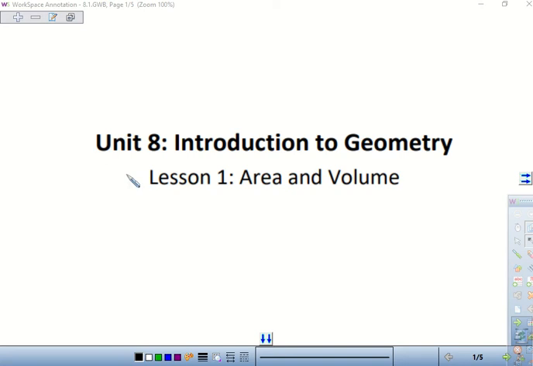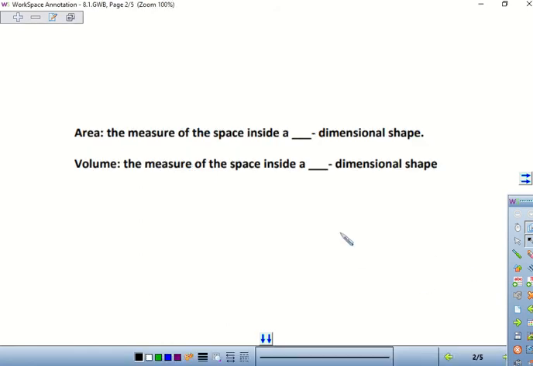So today we're going to be doing Introduction to Geometry, Lesson 1, which is going to be area and volume. Area is the measure of space inside a two-dimensional figure, and volume is the measure of space inside of a three-dimensional figure. Okay? New topic, so there's no reason not to. Is everybody good with the first part there?